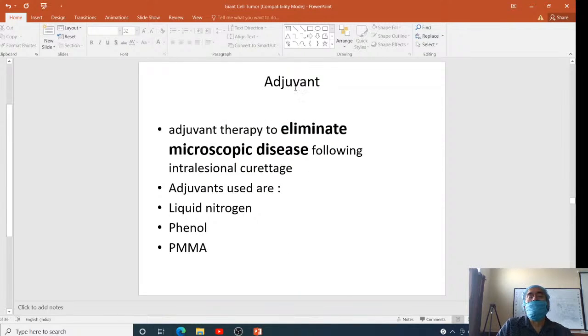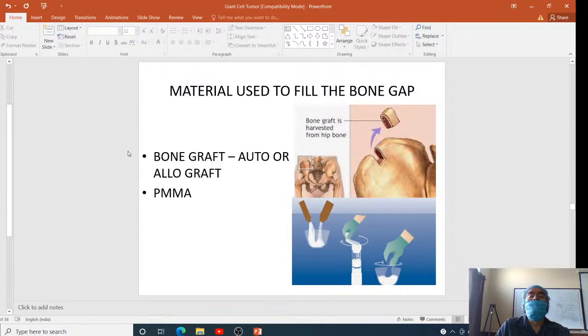Adjuvant, this is what we said, other modalities. So here, apart from other modalities, we use liquid nitrogen, phenol or PMMA, that is bone cement. How do you take bone graft? Sometimes you have to fill the cavity with bone grafts. So this is how usually we take bone graft.